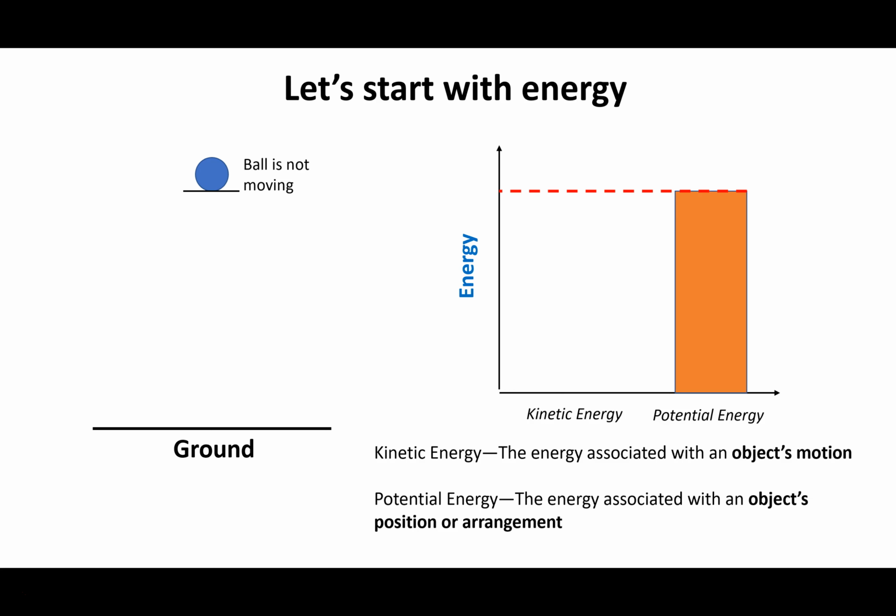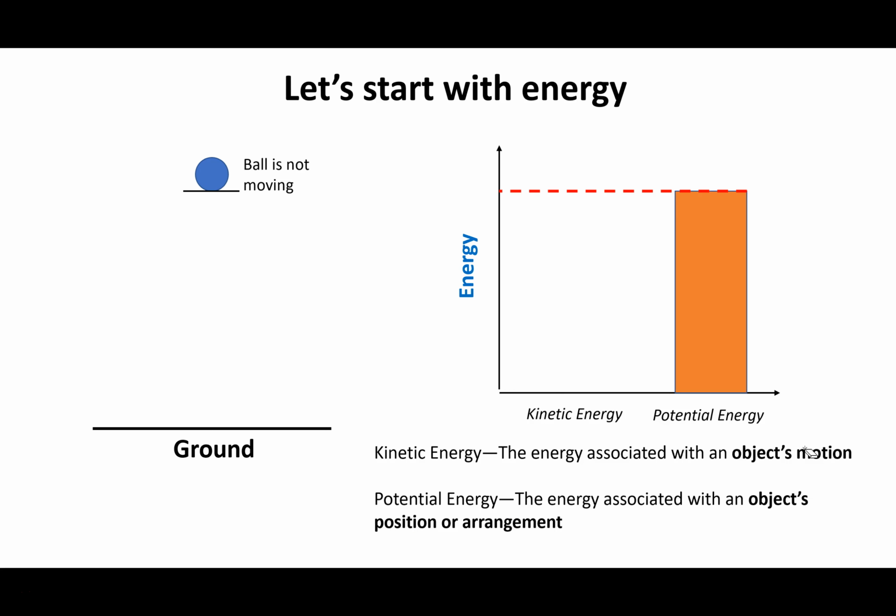So consider a situation where you have a ball that is above the ground, it's not moving. How is that energy being stored in that ball? So you have kinetic energy right here, and you have potential energy just to the right of it. Now, just for clarification, kinetic energy is energy associated with an object's motion, whereas potential energy is the energy associated with an object's position or its arrangement, usually relative to something else.